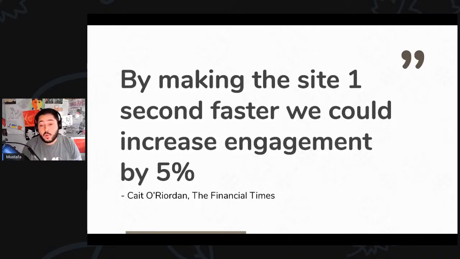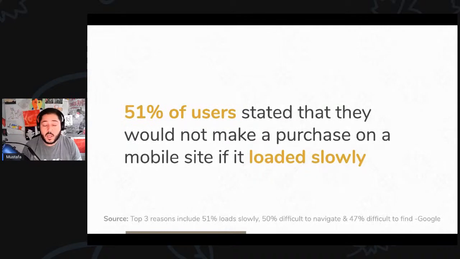So even though they weren't targeting every single user, and users who are maybe coming 3 or 4 times a month, by just making the site technically fast, it improved engagement. So that's really important. We want to make sure that we make our experiences technically fast. And likewise, the opposite is also true. When you ask users how important speed is, 51% stated that they would not make a purchase if a mobile site is loading slowly. So it's really important that it's technically fast.